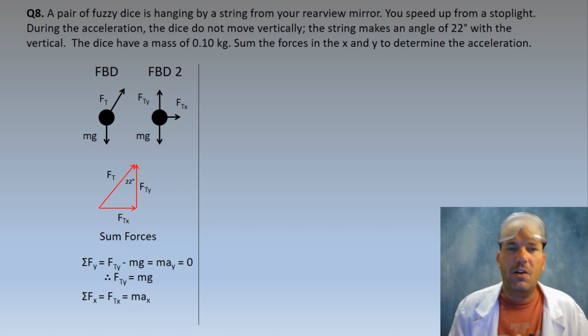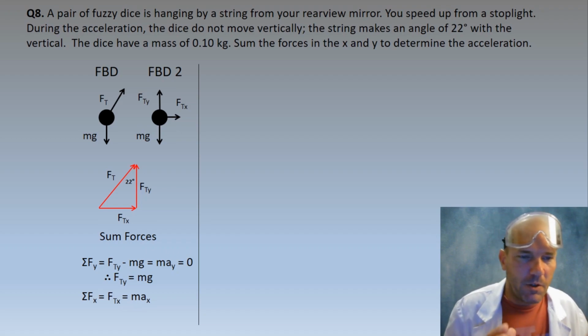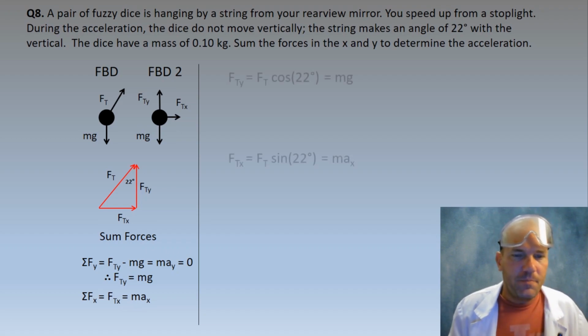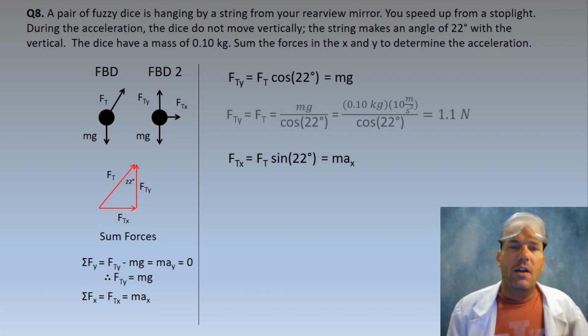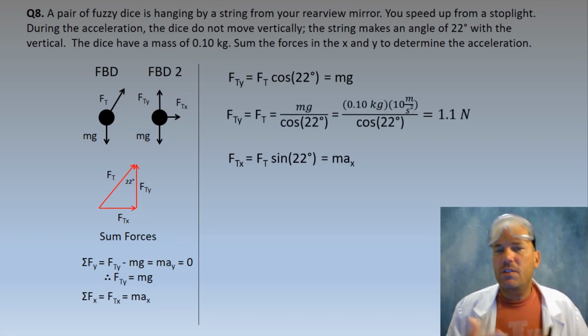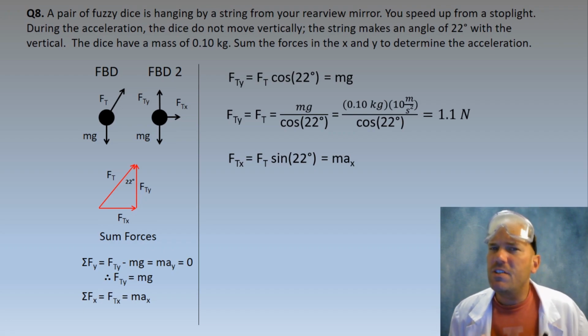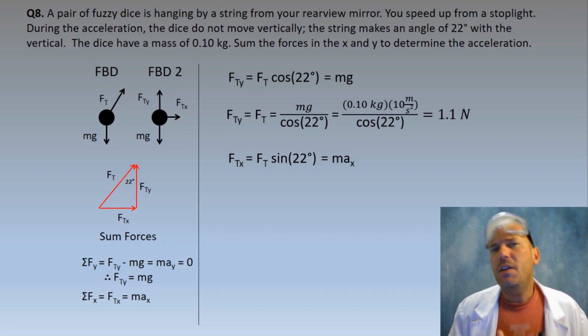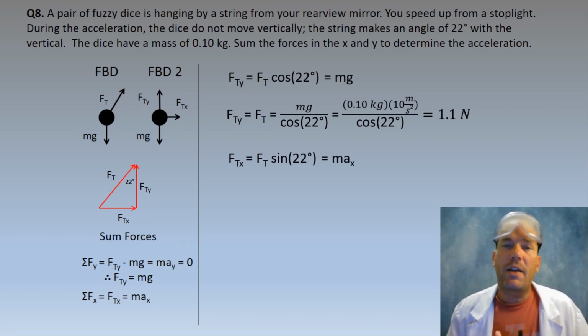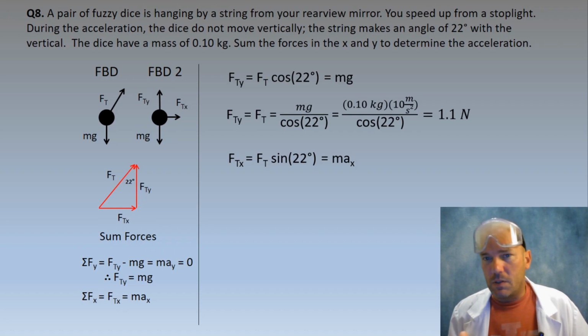So here it is all laid out. Again, this is what we were able to determine. And we have our equations, our summations here now with the trigonometry. So in the vertical direction, if we rearrange and solve for F sub t, we get that F sub t is equal to mass times gravity divided by cosine 22, which gives us 1.1 newtons.